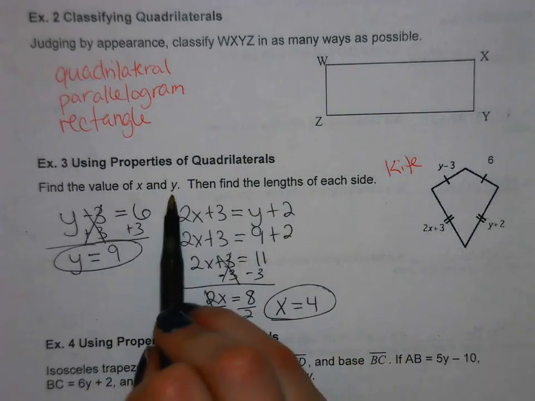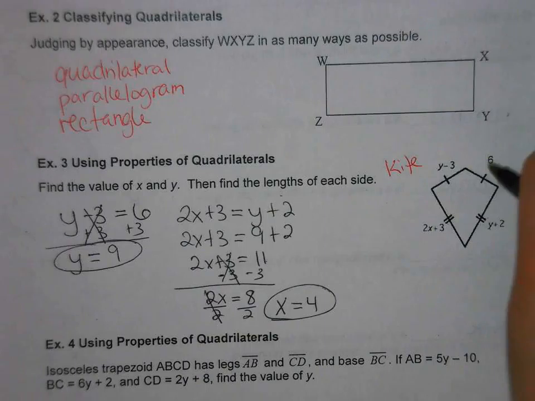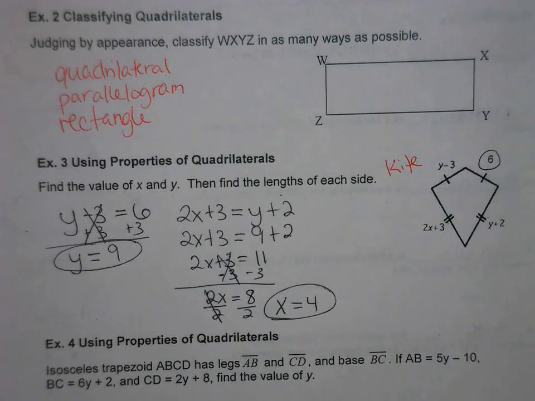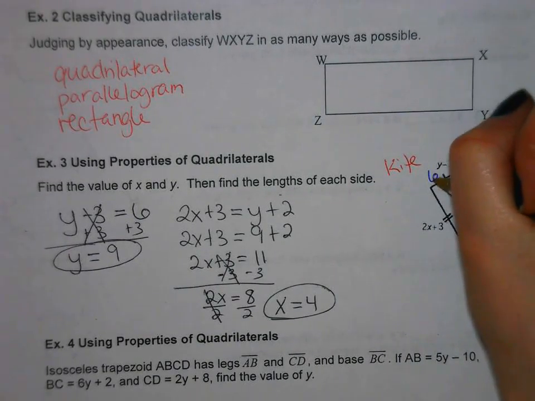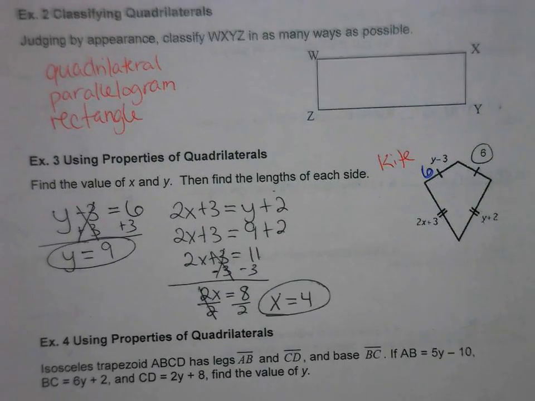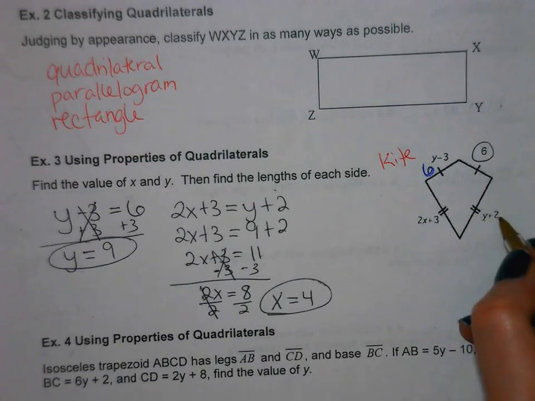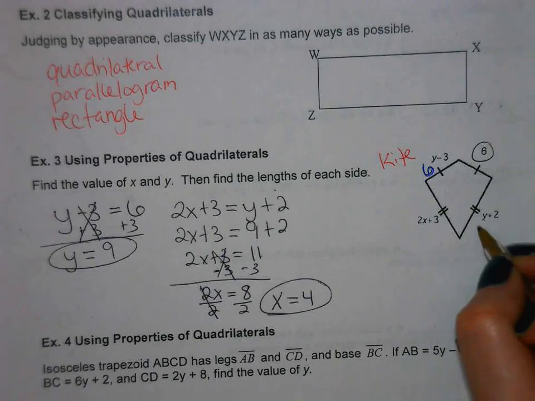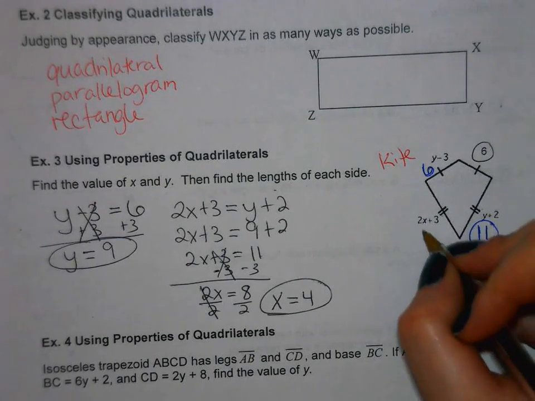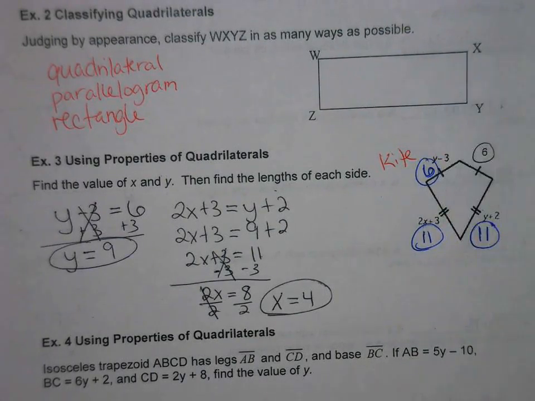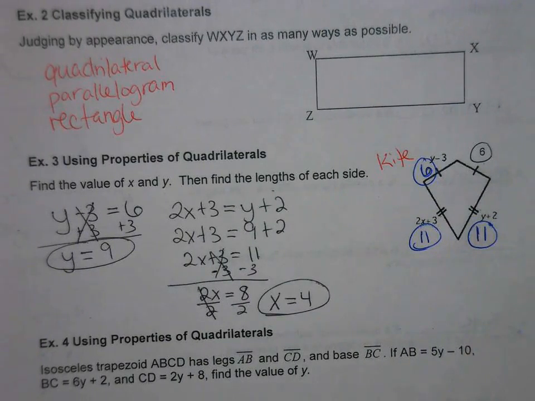So we found x and y, but now we have to find the lengths of each side. Well, since this side is 6, we know that this side also has to be 6. And we knew y was 9, so 9 plus 2 is 11, so this side has to be 11. And so does this side, because they are congruent. So we have 6, 6, 11, and 11.